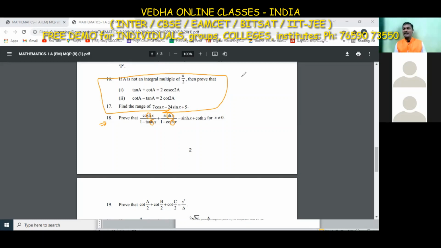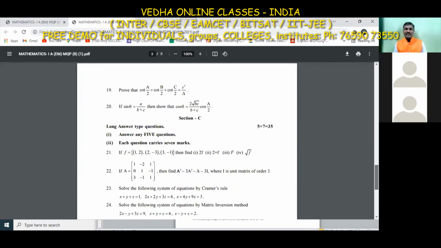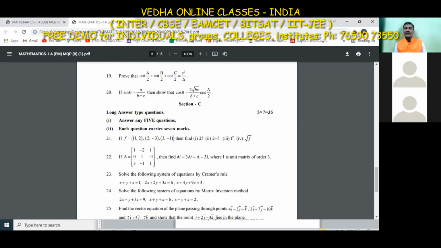One is interlinked with the other one. Most of the formulas are similar. After that, question number 19 is given from the properties of triangles chapter. And after that, question number 20 is also given from the properties of triangles. These two questions, 19 and 20, are both from the properties of triangles only. After that we have section C.